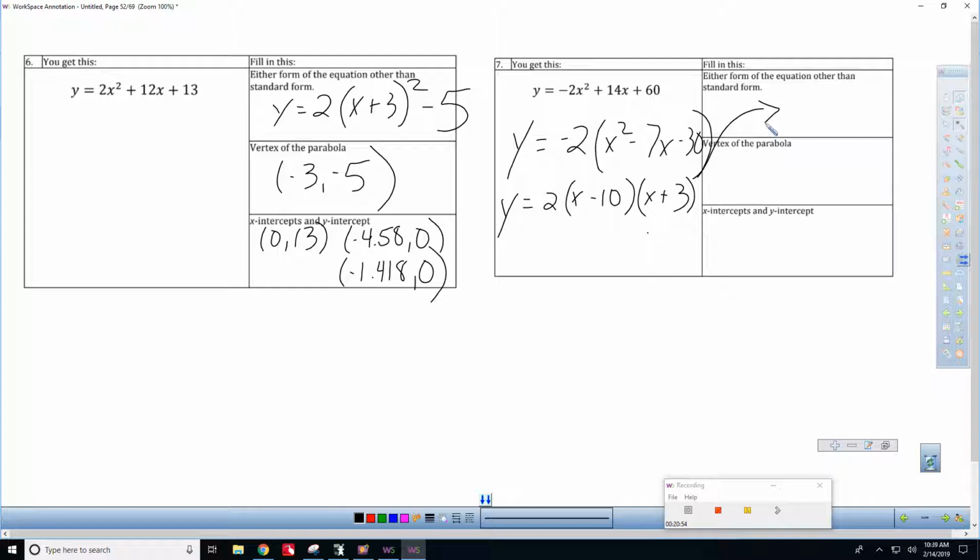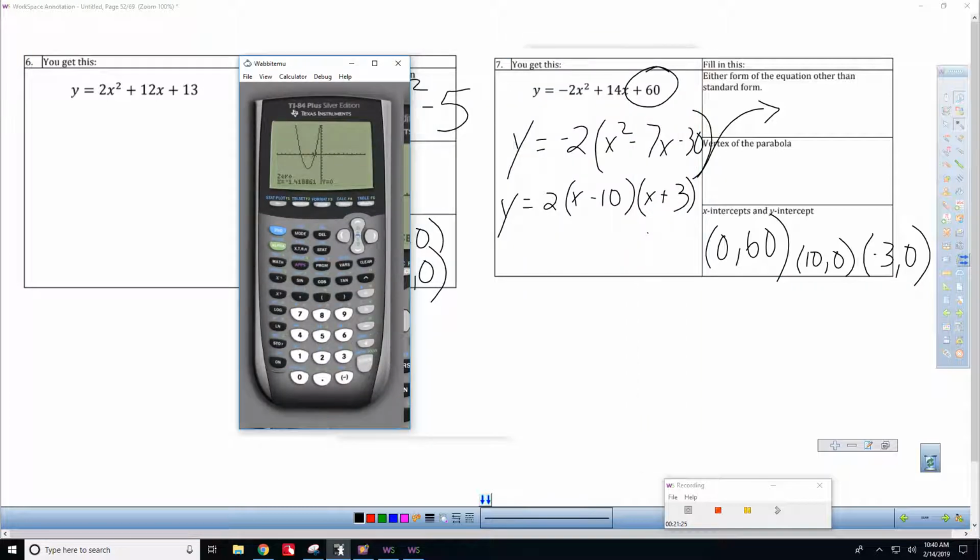So what are the X-intercepts? 10, comma 0. And what else? Negative 3, comma 0. The Y-intercept we should get from here. Do we have the vertex yet? Nope. We do not. So let's just go to the graphing calculator.